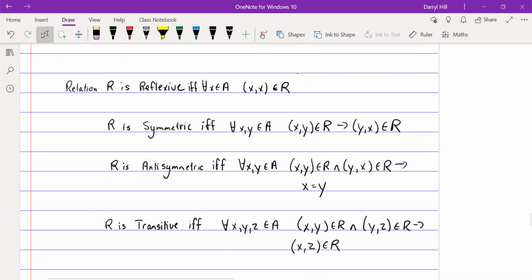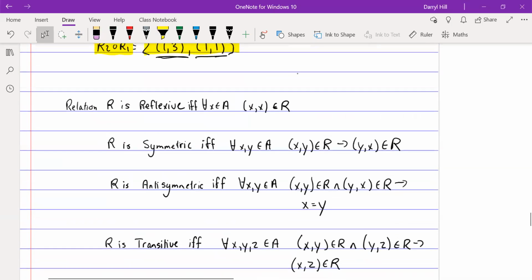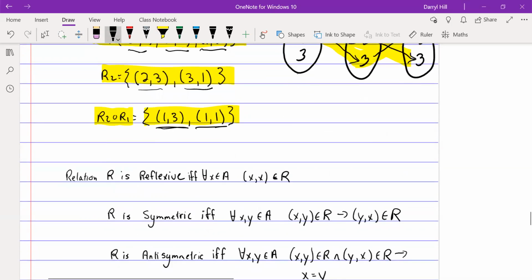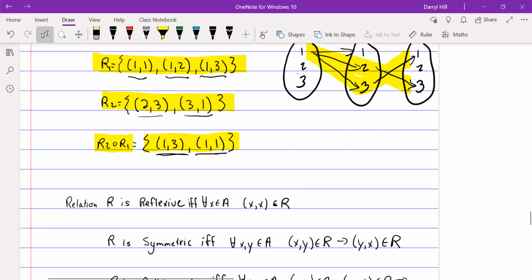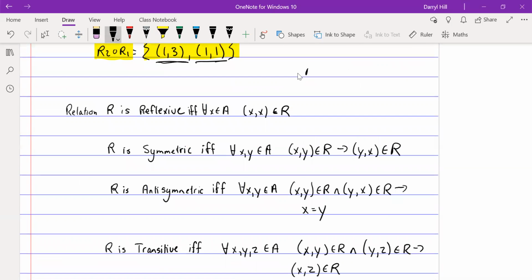And relations are reflexive if every element maps to itself, right? So for a reflexive relation on 1, 2, 3, it would have to include 1, 1, 2, 2, and 3, 3. And then it could have some other stuff. So that's reflexive.